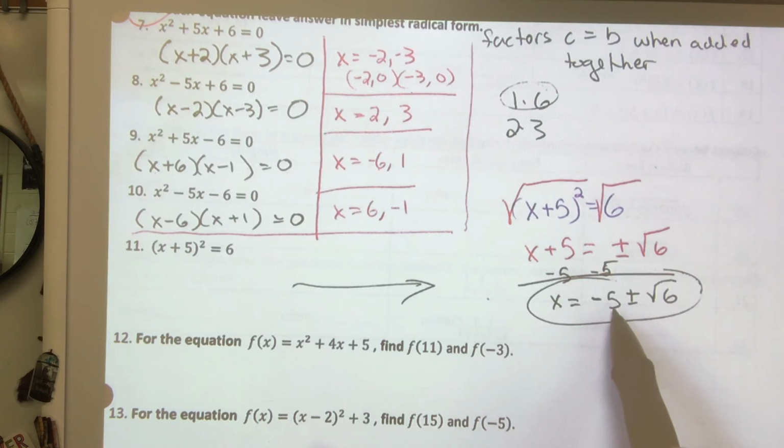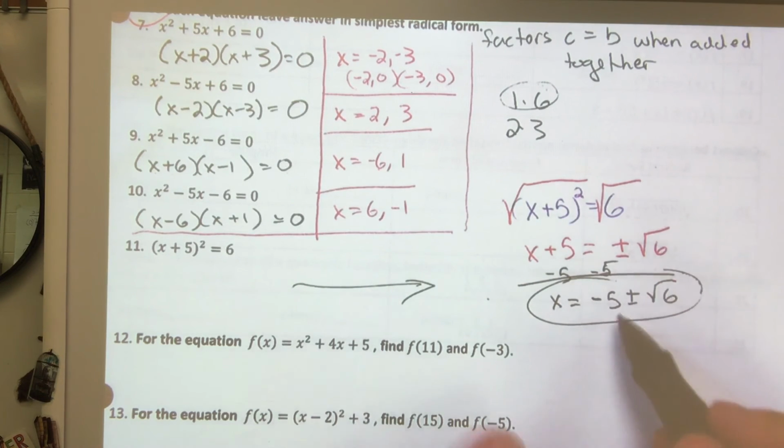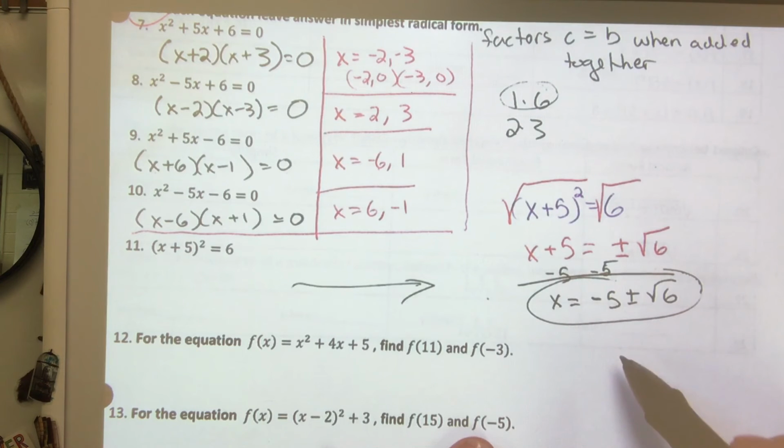Remember, I cannot add negative 5 and let's say there's a 1 here. I can't add those. These are not like terms. I cannot add 5 and 6 together because the 6 is inside the radical. So once I get to that part, I am done.